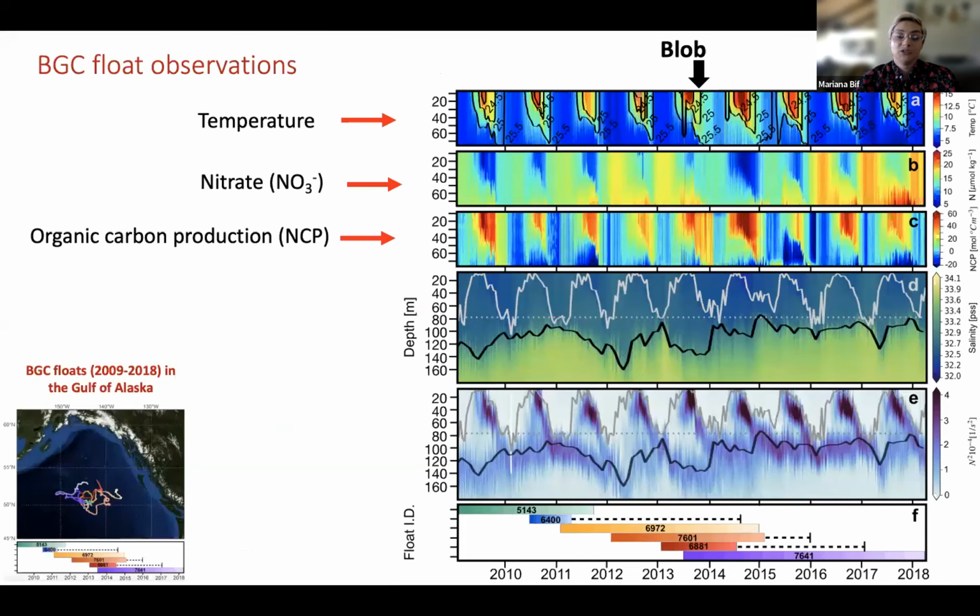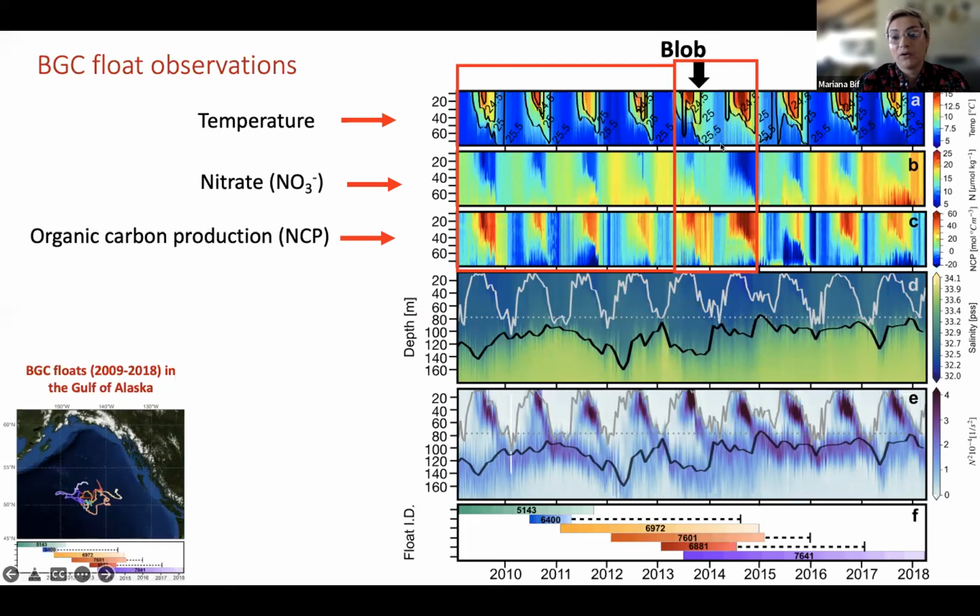So luckily we had a bunch of biogeochemical floats there, and we could see the effect of this marine heat wave before, during, and after this first event. So this is temperature, nitrate, and net community production, which is organic carbon production, estimated from nitrate drawdown during the summer months and then converted into carbon units. You can see that in normal years, we have this well-defined seasonality. In the winter time, you have the mixing of underlying waters that bring nitrate to the surface. And then in the spring and summer months, this nitrate is drawn down and we have net community production.